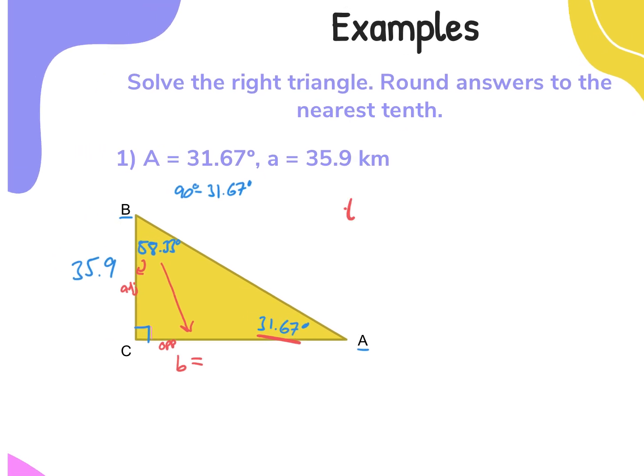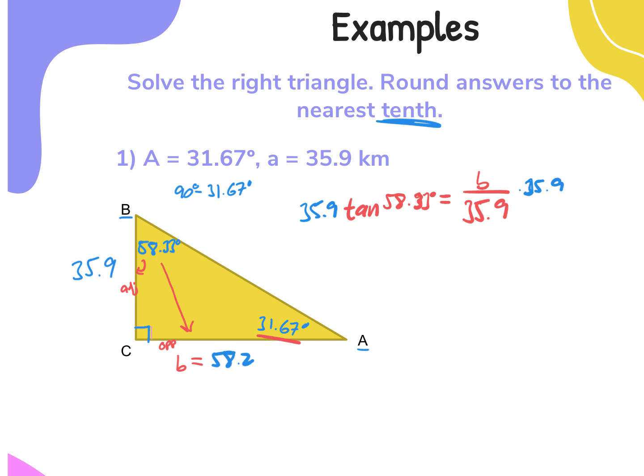So I'm going to do tangent of 58.33 is my opposite, which is b, over my adjacent, which is 35.9. Now to get b by itself, I would multiply 35.9 on both sides. All right, so we get 35.9 times tangent of 58.33. Plug that into your calculator, and we should get that side b is 58.2, to the nearest tenth, it says.